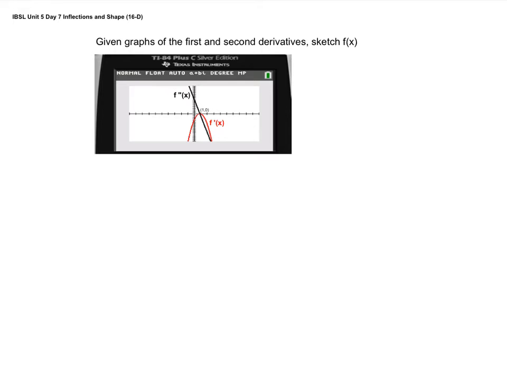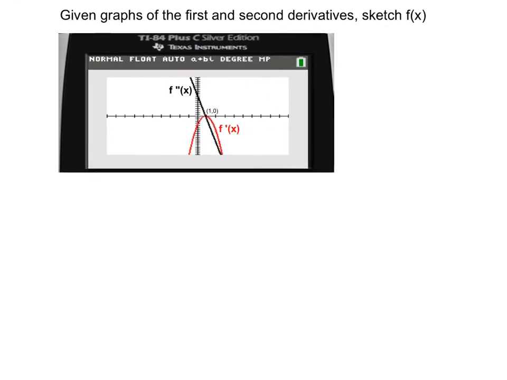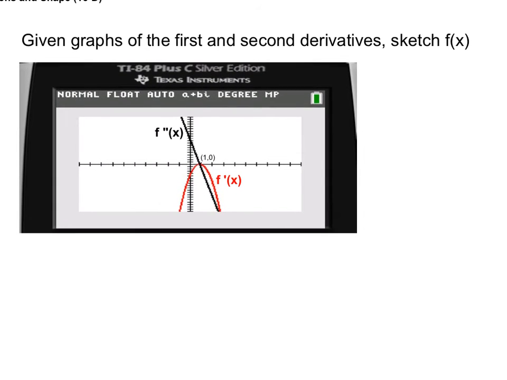Alright, more. I want you guys to take a couple minutes here and try to sketch this one on your own, and then we'll go over this.